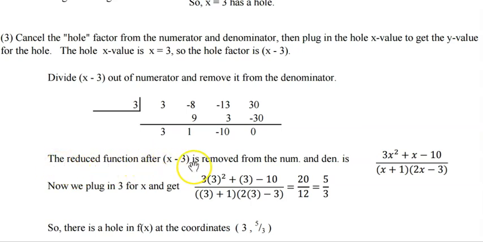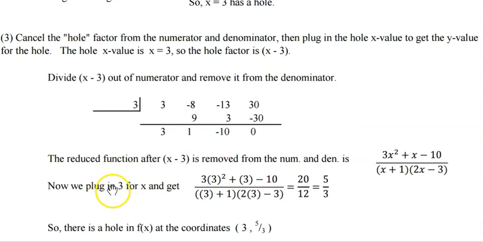So the reduced function after x minus 3 is removed from the numerator and the denominator is this. Okay, so we have the two factors. We canceled x minus 3, so now we only have x plus 1 and 2x minus 3. And then we have the numerator with x minus 3 divided out, 3x squared plus x minus 10.